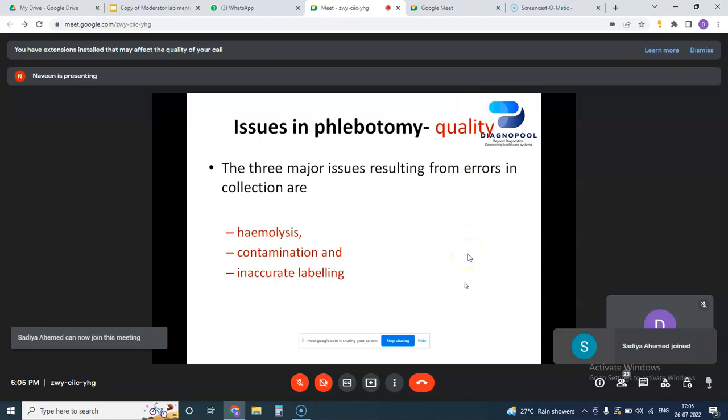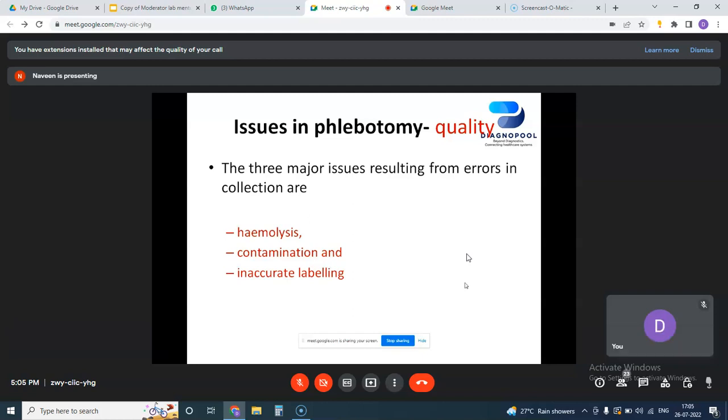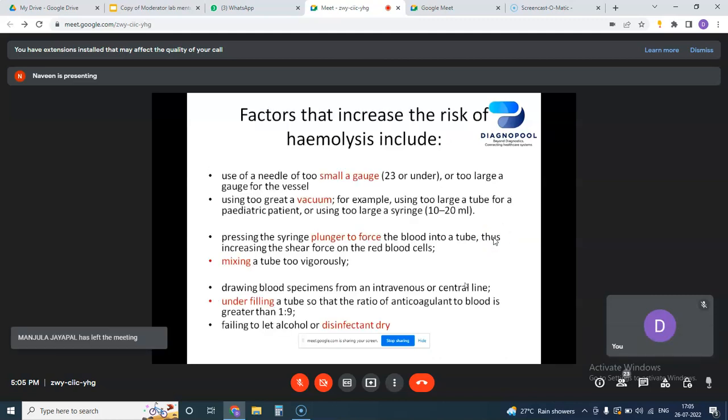Now coming to the errors which are commonly seen in phlebotomy: hemolysis, contamination of the specimen, and inaccurate labeling. So what are the causes which can lead to hemolysis of the specimen? I hope all of you know what hemolysis is. Hemolysis is a breakdown of the RBCs. RBCs breaking down will give wrong results about the RBC indices. So that's why hemolysis should not occur in the samples that we collect.